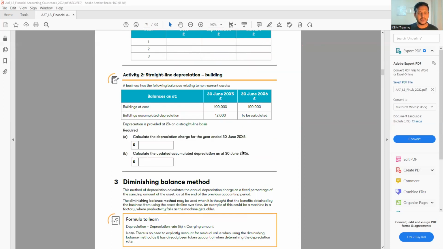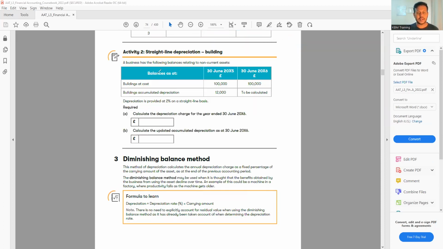Here we have the next one, activity 2, straight line depreciation, and we have a building. A business has the following balances relating to non-current assets. Balance as at 30 June 2015 and 30 June 2016. We have building at cost, 100,000 and 100,000. Buildings accumulated depreciation is 12,000 and to be calculated.